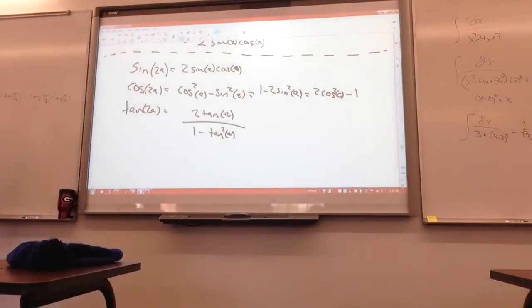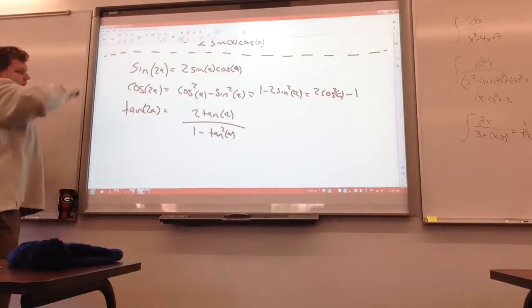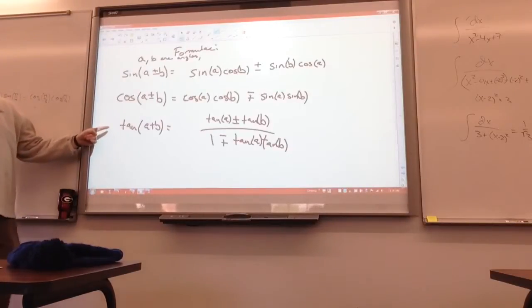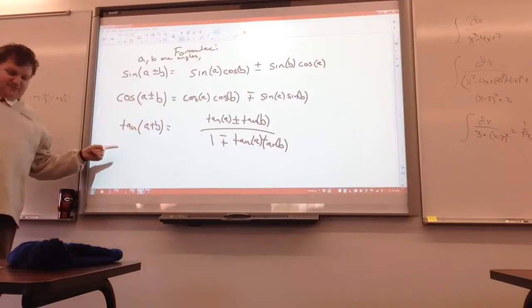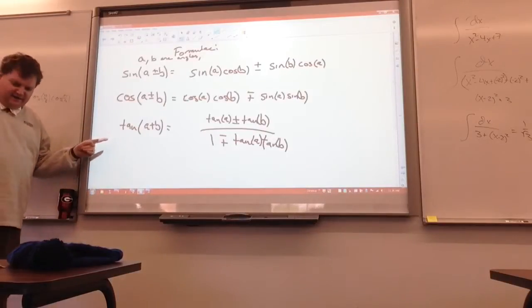Why would it be 1 minus tangent, tangent squared? Remember, it's based off of this formula right here.